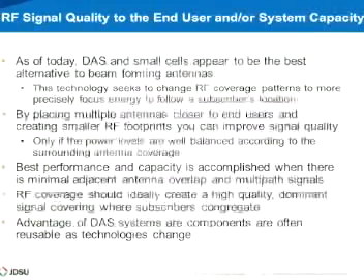But this only works well if the power levels are well balanced according to the surrounding antenna coverage, which means that the best performance and capacity will ultimately be accomplished when there's minimal adjacent antenna overlap and multipath signals. So the RF coverage should ideally create a high-quality, dominant signal covering where subscribers congregate. But I also want to touch upon one of the key advantages of DAS systems: components are often reusable as the technologies continue to change and evolve.